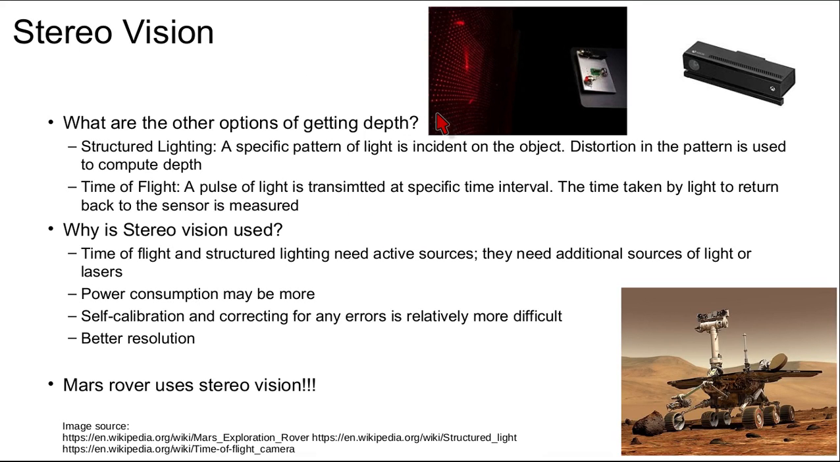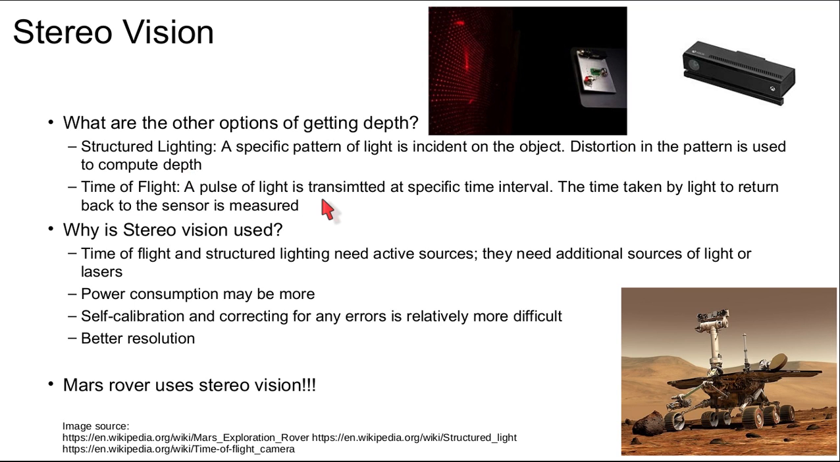There are some other options of obtaining depth from a scene. One option is structured lighting, a specific pattern of light. For instance, you can see a red dotted pattern being projected on this wall here. This kind of pattern can be used to determine the depth of an object. If a regular pattern is placed on a wall and there is an object in front of the wall, then there would be some distortion in the pattern.